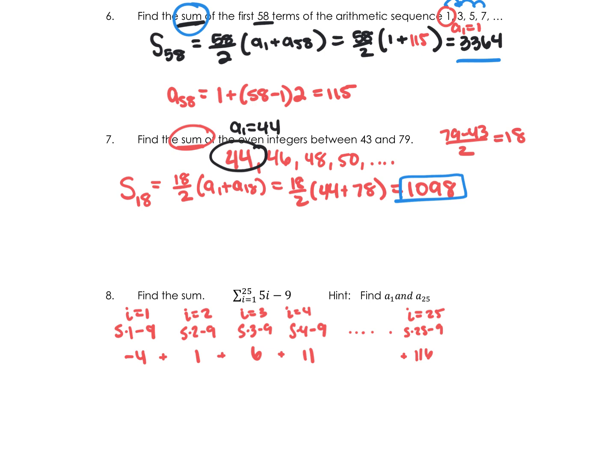If you were desperate, could you plug in 5, 6, 7, 8, 9, 10, all the way up to 25, and then add all those up? Yes. Do you really want to do that? No. And do we have a shortcut for how to do that? Is this arithmetic? Yes. What are we doing to get from one term to the next? We're adding 5, right? Plus 5, plus 5, plus 5.